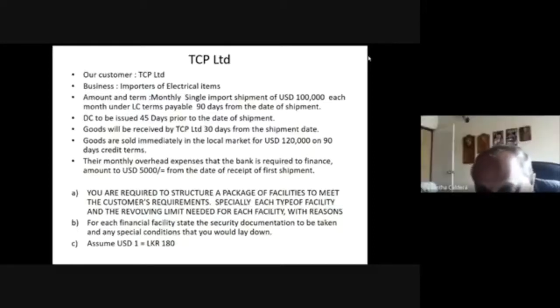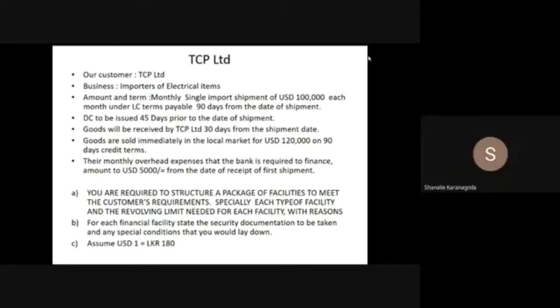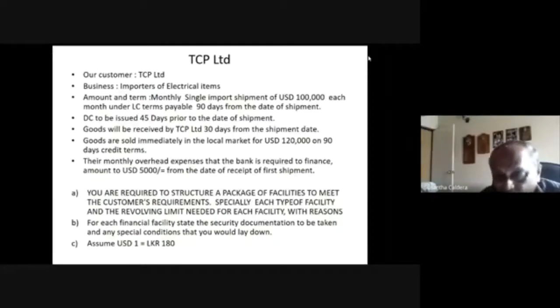Revolving short-term loan or overdraft facility to cover the overhead expenses. ඒක රීසන් එක ලියන්න වෙන්නේ every month overhead expenses are US dollars 5,000 from the date of receipt of first shipment. ගාන හිමම ලියලා දාන්න.